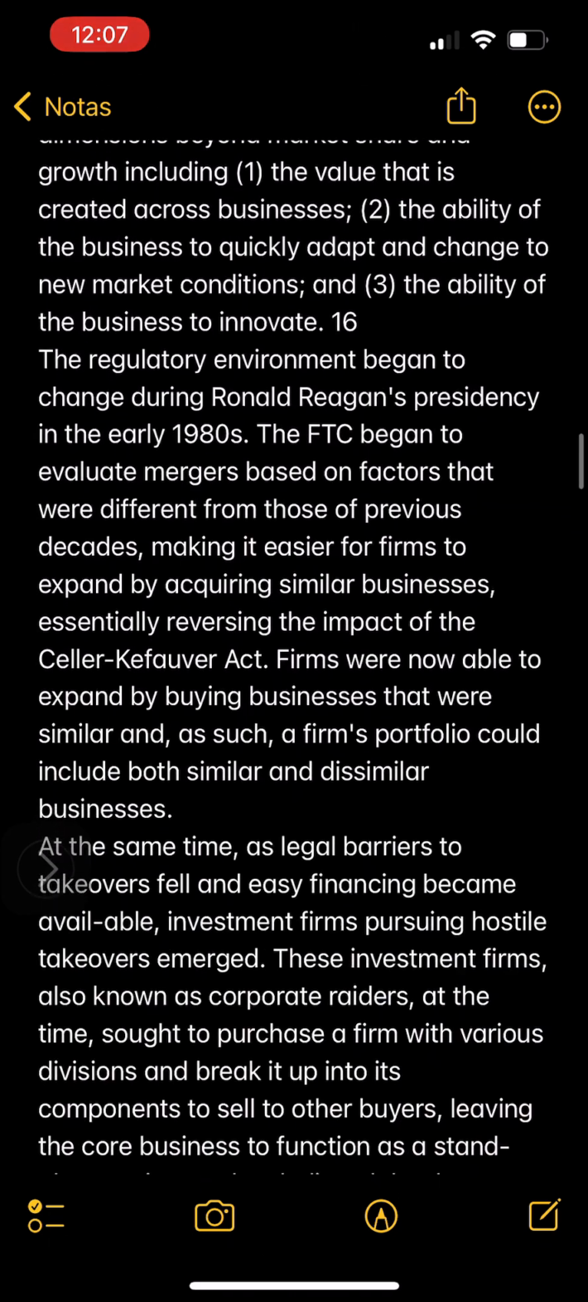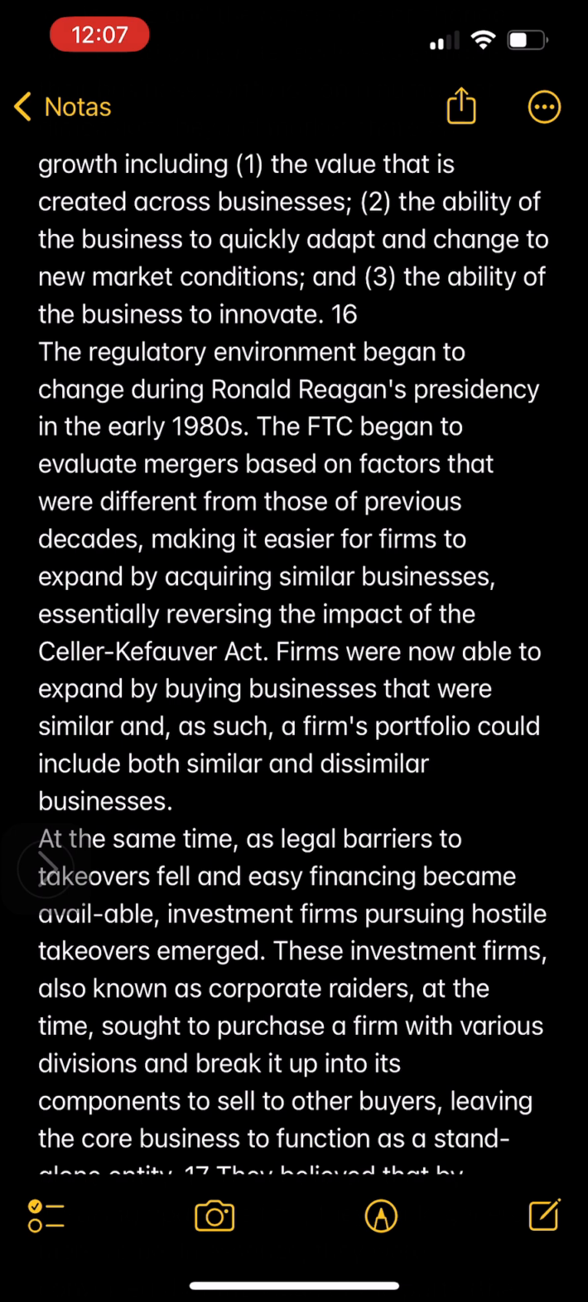The regulatory environment began to change during Ronald Reagan's presidency in the early 1980s. The FTC began to evaluate mergers based on factors that were different from those of previous decades, making it easier for firms to expand by acquiring similar businesses, essentially reversing the impact of the Celler-Kefauver Act. Firms were now able to expand by buying businesses that were similar and, as such, a firm's portfolio could include both similar and dissimilar businesses.